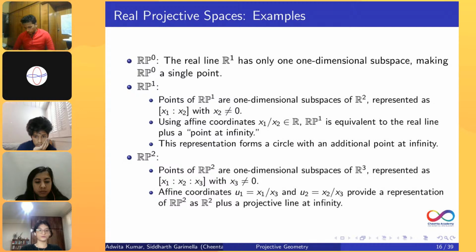So now, moving on to RP^2. Points of RP^2 are one-dimensional subspaces of R^3, represented as shown, with x3 not equal to 0. Affine coordinates u1 = x1/x3 and u2 = x2/x3 provide a representation of RP^2 as R^2 plus the projective line at infinity.